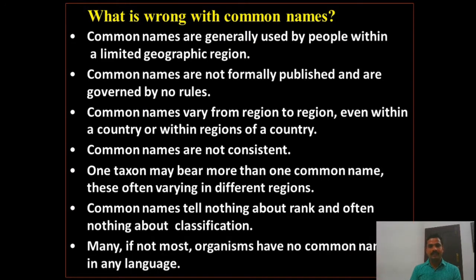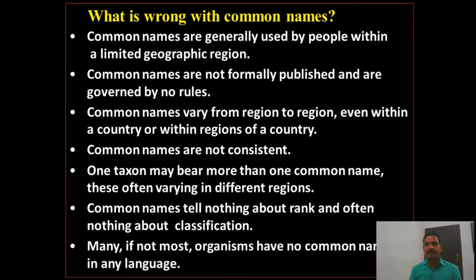So this is the main problem with the common names. Many of the plants do not have any common name, but some plants have common names, but they are highly variable between different regions, and within the same region also shows wide variability of common names. So the common names are generally used by people within a limited geographic region. So that is limited in its usage, geographically limited. So a common name is used in a small territory only.